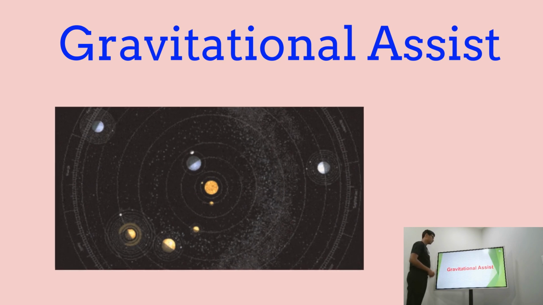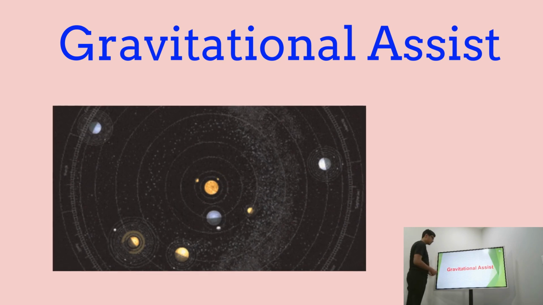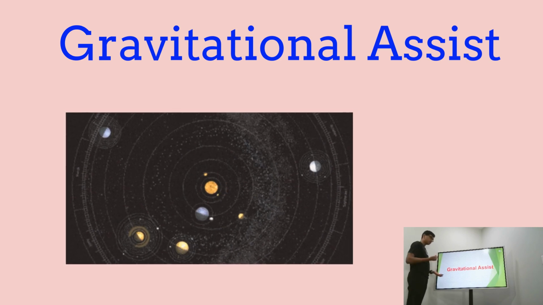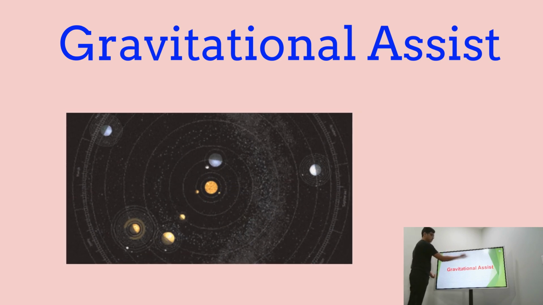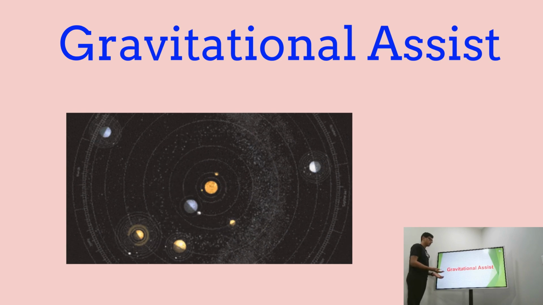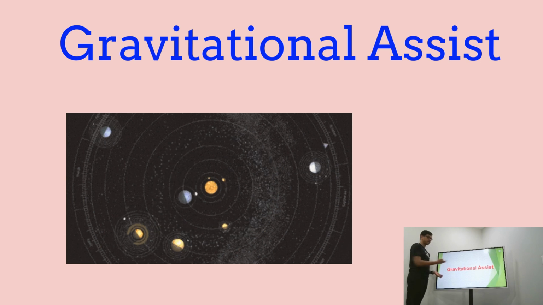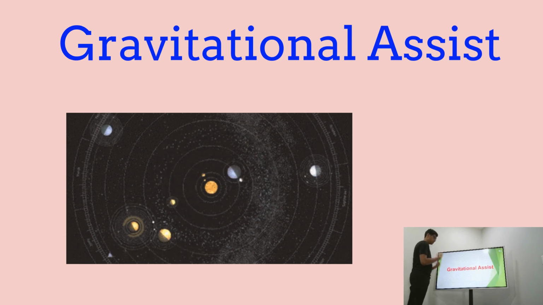So what is gravitational assist? If we break the two words down, gravitational is basically just gravity, and gravity is a force that pulls, and assist basically just means to help. So we can assume that it is just using gravity to pull something. That's basically what we can assume from this. So now let's get started with the video.